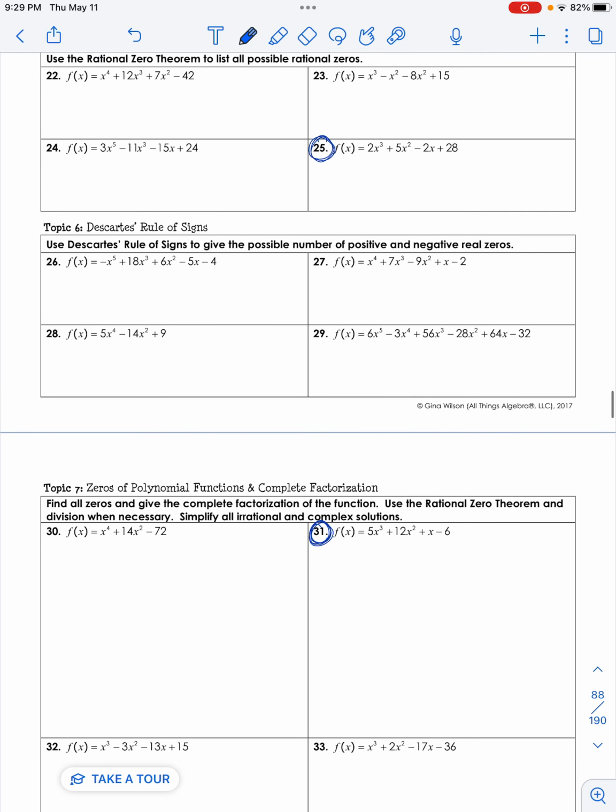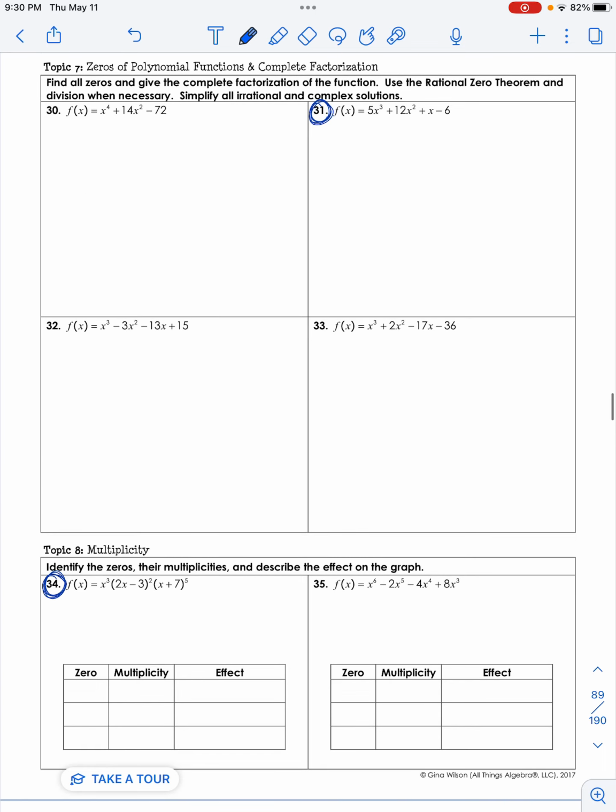Moving on to 25 now. Use the rational zero theorem to list all the possible rational zeros. That's going to be the factors of the last term divided by the factors of the first term. And so I'm looking for the factors of 28 divided by the factors of 2. And so I could list all of those as 1, 2, 4, 7, 14, 28, 7 halves, and I believe that covers it. And that's plus or minus all of those.